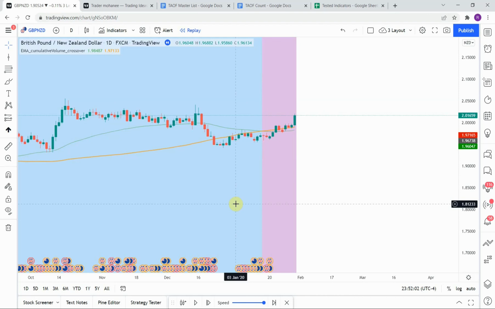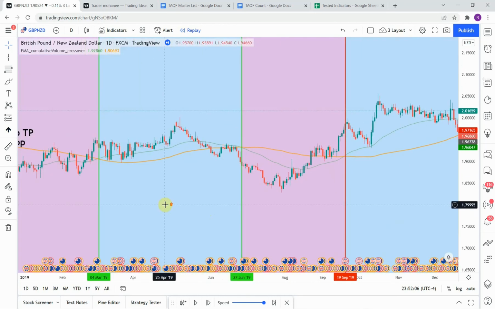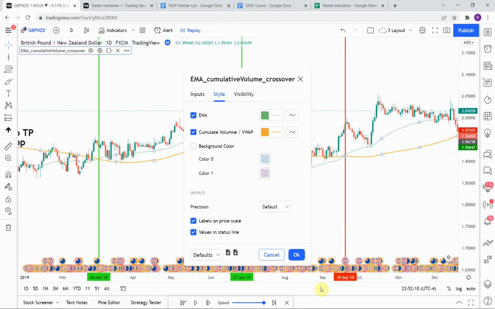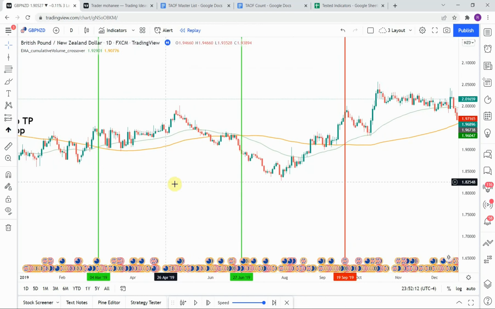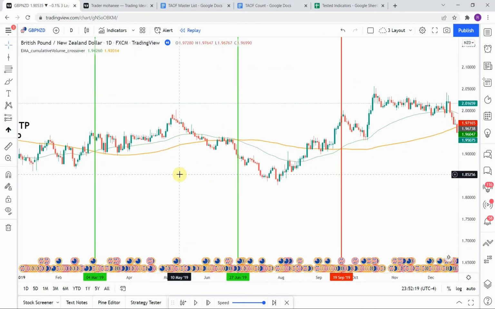Alright, so let's go ahead and look at our indicator here. Pretty easy there. We'll turn off the background coloration. And so we have 1, 2, and 3. We have 3 trades altogether. And we have 2 winners. And so that is going to meet the 60% criteria.